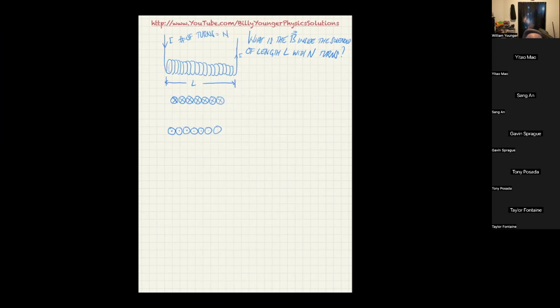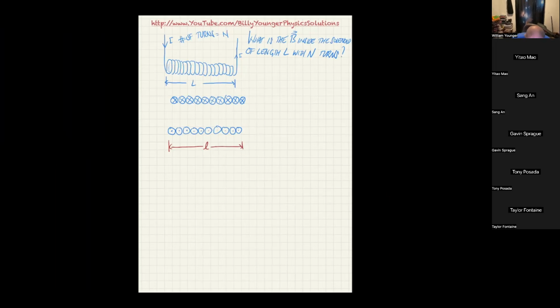And we just keep on doing this basically for some fraction of the total length of the solenoid. And I'm going to call that length lowercase l. Okay. So let's say this distance right here is going to be lowercase l.